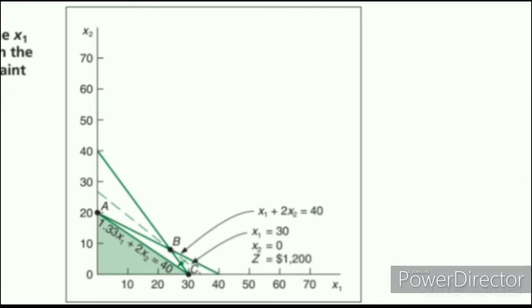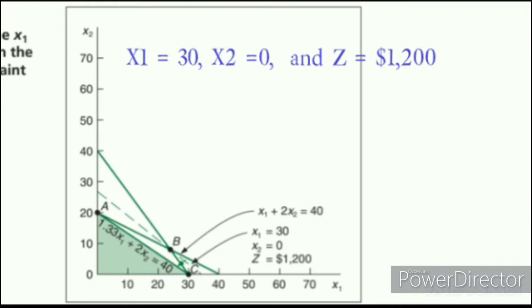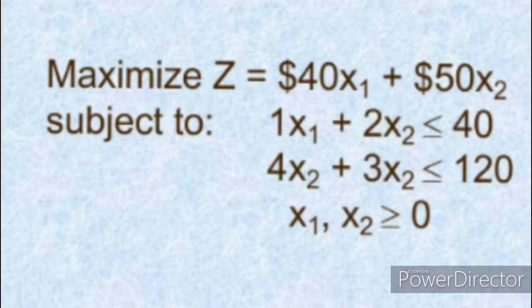So, take note na sa pagpapalit natin ng coefficient ng x sub 1, mapapalitan yung solution from OABC to OAC. It will result in a new optimal solution for maximizing the problem, which is x sub 1 equals 30, x sub 2 equals 0, and Z, or the total profit, is equal to 1,200. The result will be like this.